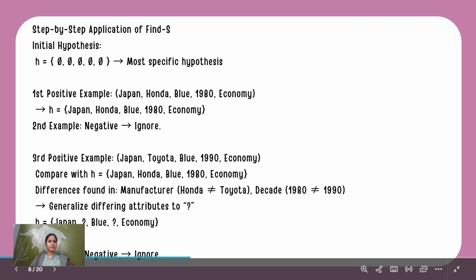So the first positive example is Japan, Honda, Blue, 1980, and economy. And the second example is negative, so we ignore it. The third positive example is Japan, Toyota, Blue, 1990, and economy.